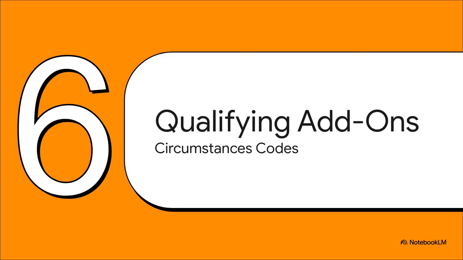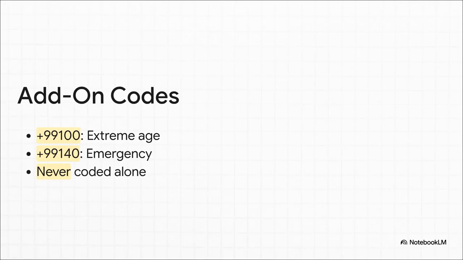We are almost there. Let's introduce the final variable in Section 6, Qualifying Circumstances Add-on Codes. These are your Qualifying Circumstances Add-on Codes. Plus 99100 is for extreme age, so under 1 year or over 70. Plus 99116 is for total body hypothermia. Plus 99135 is for controlled hypertension, and plus 99140 is for emergency conditions. Now, the absolute most important rule here, these are add-on codes. They act as triggers for complexity, but they can never, ever be coded alone. They literally always have to accompany the primary anesthesia code.